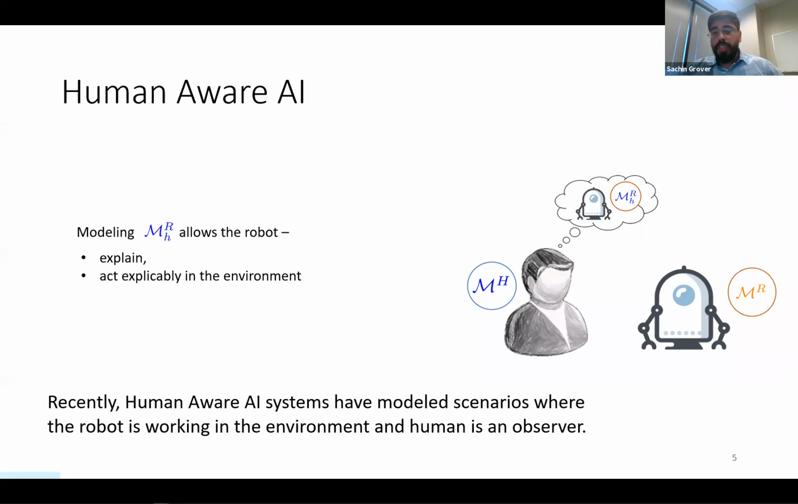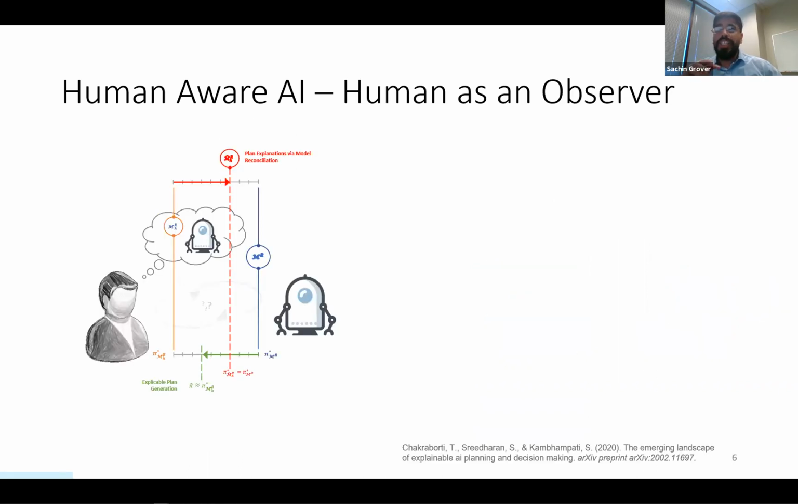Recently, there has been some work where human-aware AI systems have modeled these scenarios, and these techniques have been applied to explanation. I will talk about them. The essential part is that the human is an observer in this situation. How that will change, I'll talk about in a little bit. When the human is an observer, the robot can actually provide explanations.